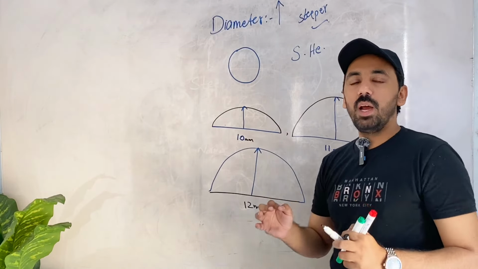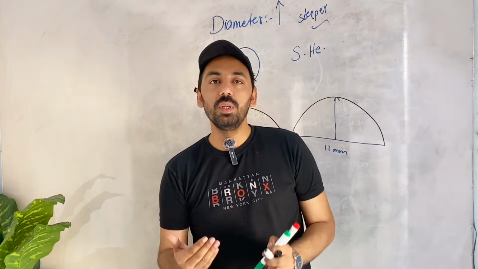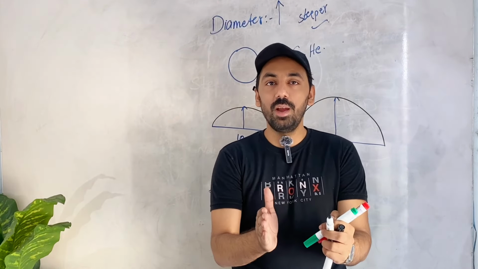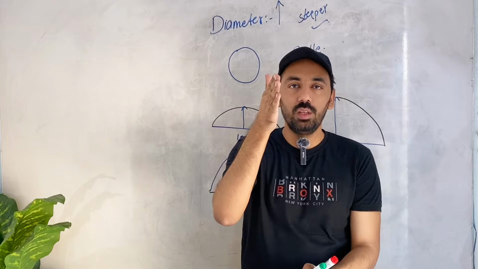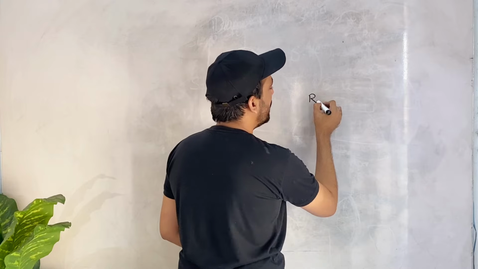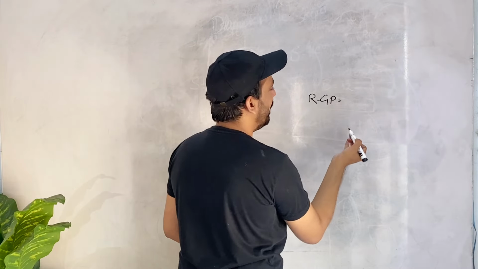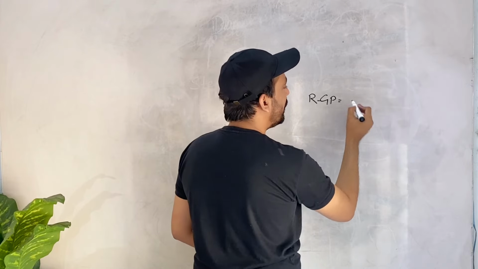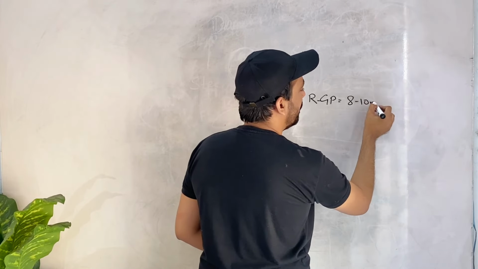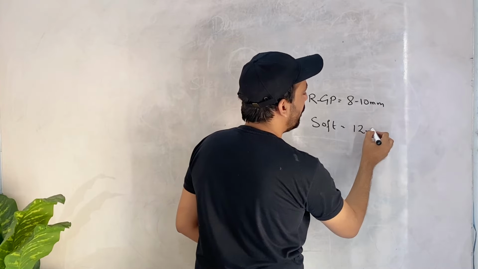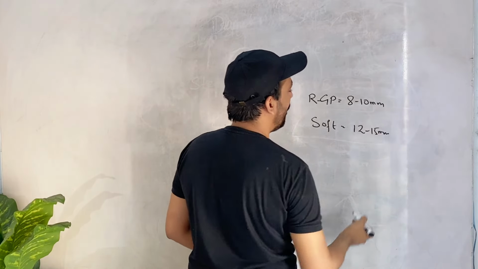So we conclude that if I increase the diameter of the contact lens, the lens will be more steeper and the sagittal height will be increased accordingly. Remember one more thing about the diameter: in RGPs, rigid gas permeable contact lenses, the average diameter is from 8 to 10 millimeter, and in soft contact lenses, it's 12 to 15 millimeter. These are the average values.